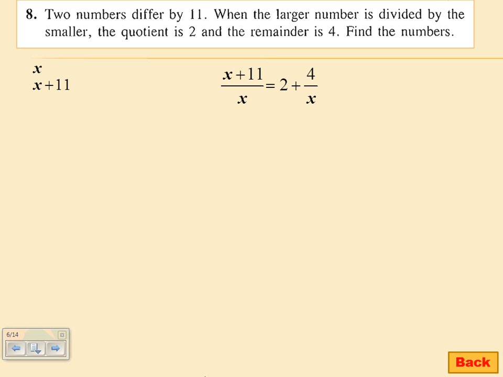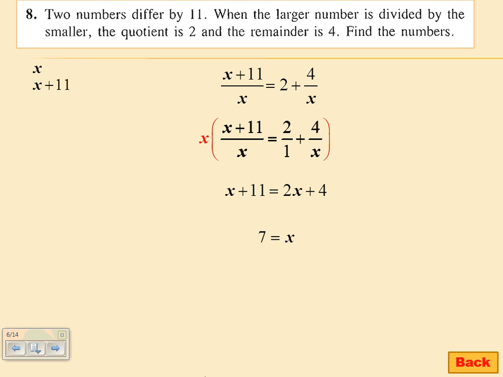So at this point, I want to solve. I'm going to put a 1 under the 2. I'm now going to multiply everything by the lowest common denominator, which is x. When I do that, I get x plus 11 equals 2x plus 4. After some canceling, my answer will be x equals 7. So what are my two numbers that differ by 11? Well, 7 and 18.